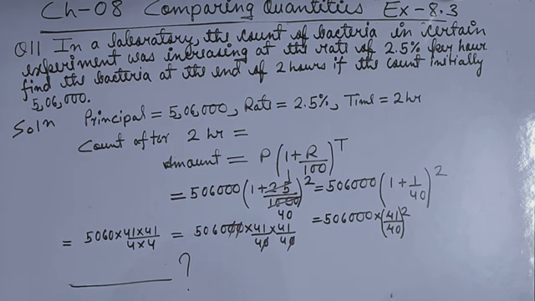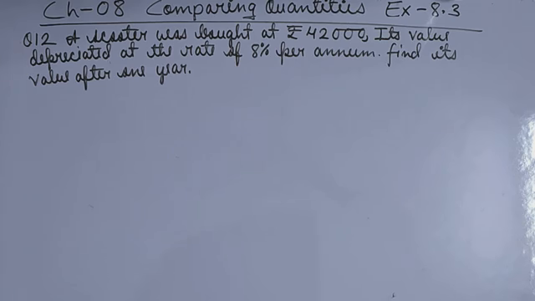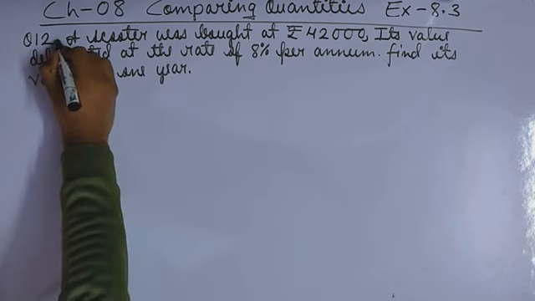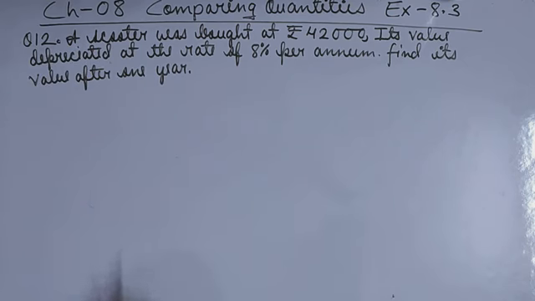So I hope you understood how to use this compound interest formula when the rate of growth is given to you and the initial count of the bacteria is given to you. Now we'll move to the next question in which there will be a depreciation in the value of price in this question number 12. Now this is the question number 12 of your exercise 8.3, which says a scooter was bought at rupees 42,000. Its value depreciates at the rate of 8% per annum. Find its value after 1 year.